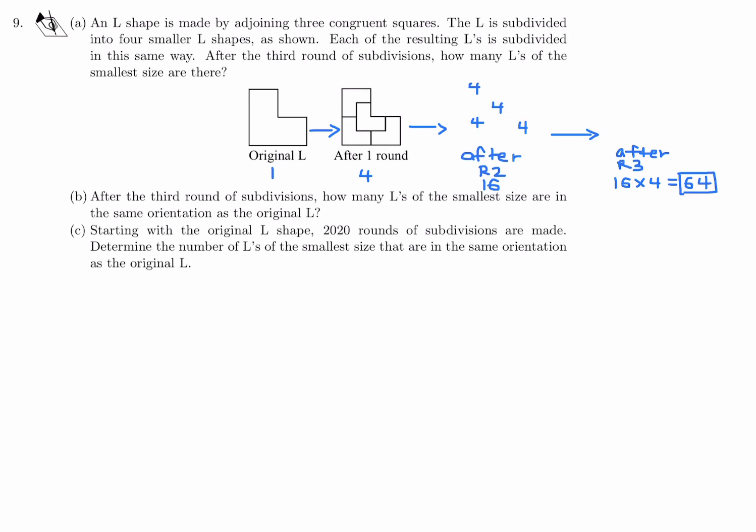Part B. After the third round of subdivisions, how many L's of the smallest size are in the same orientation as the original L? The original L is in this orientation. So after round 1, I hope you can see that that one and that one are in the same orientation. The other ones are not. Okay, so we have to have some sort of a system here. Instead of counting, that would be out of sort of any structure. We want to have a structural system of figuring this out.